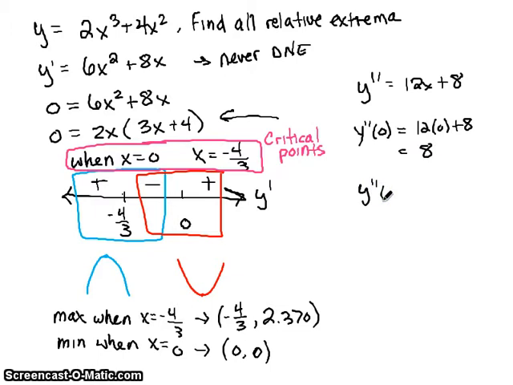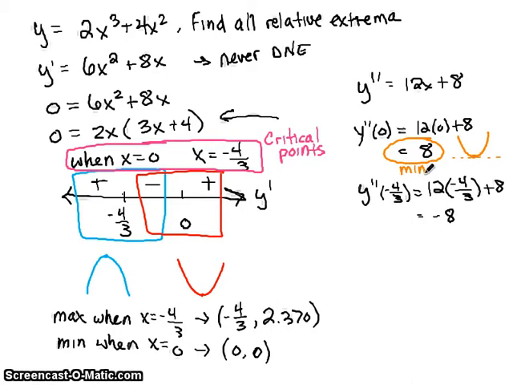you would get, if we plug 0 in, you get 8. If you plug negative 4/3 in, you're going to get negative 8. So what this tells us is the second derivative is our concavity. It tells us about concavity. So we know at x equals 0, the second derivative is positive, which means I'm concave up. So if I'm concave up and I have a critical point, which means my derivative is 0, right? So if my derivative is 0 and I'm concave up, I have to have a minimum value.